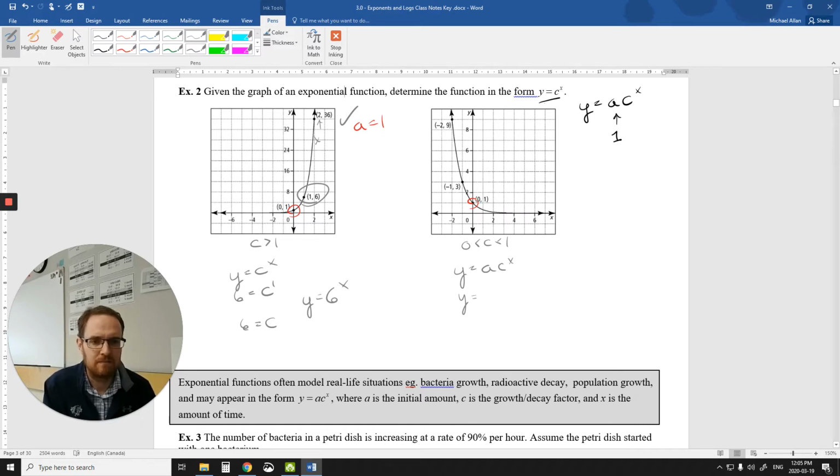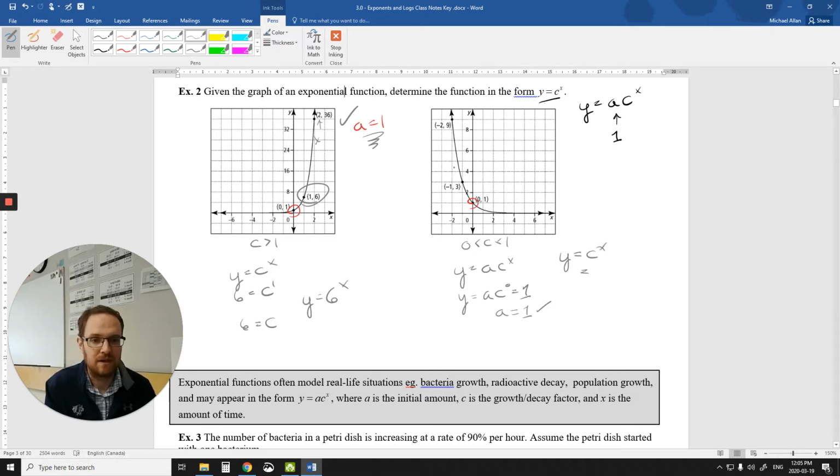well, we have this point here. If I put a 0 in, I should get a 1 out. Anything raised to the power of 0 is 1. 1 times a, so a is 1. That just confirms our original hypothesis or estimation that we had there. So right now we have y is equal to c to the power of x.